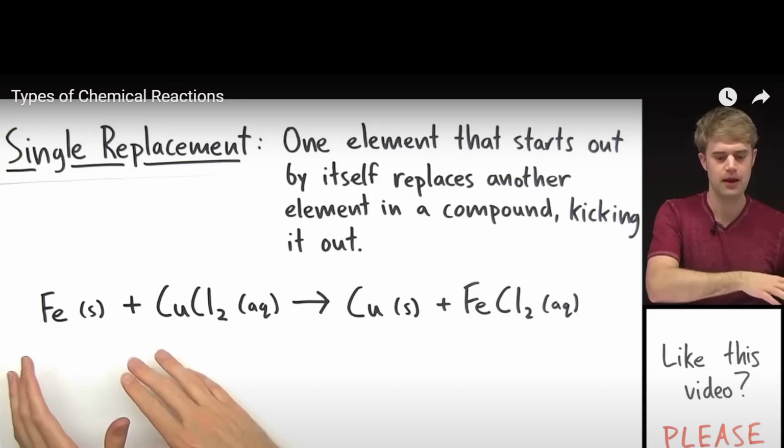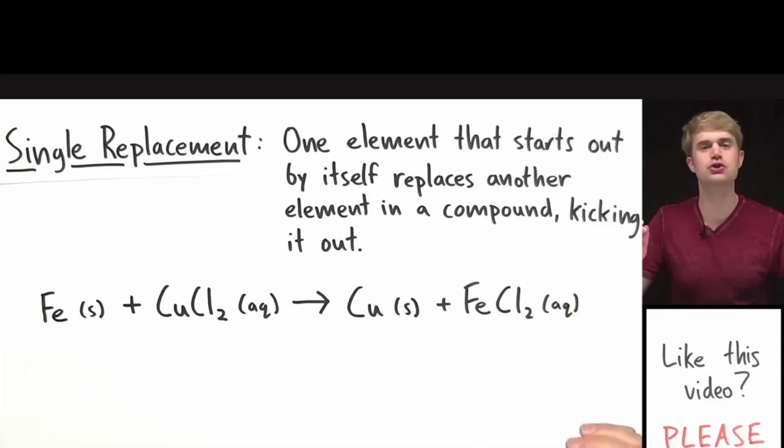So actually, I've got a question for you here. What type of element is iron? Metal. It is a metal. And what is this compound made of? It is made of copper, which is a metal, and chloride, which is a non-metal. What do you think Fe will replace? Will it replace the metal or the non-metal? Metals replace metals. Okay?